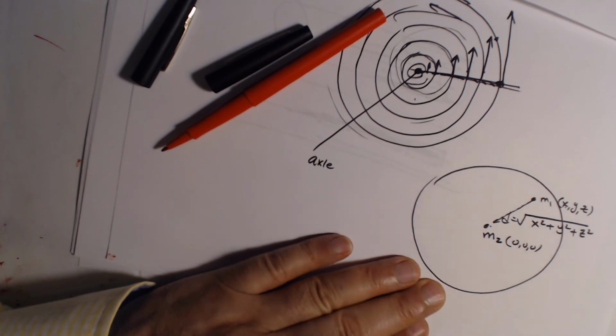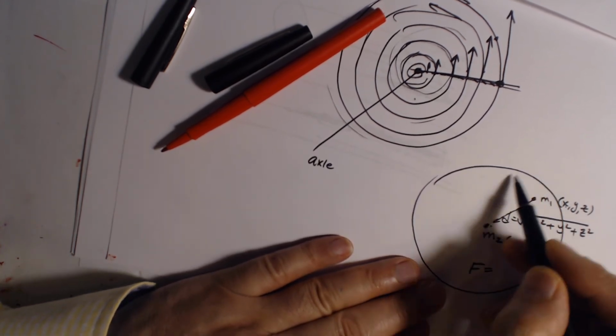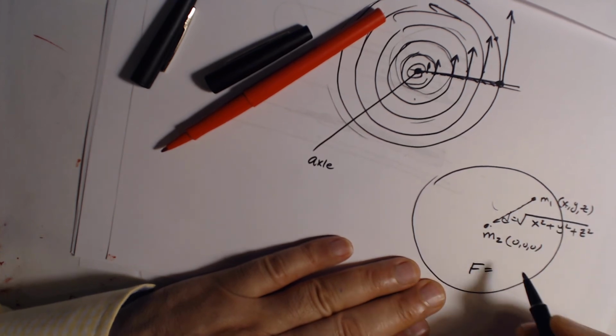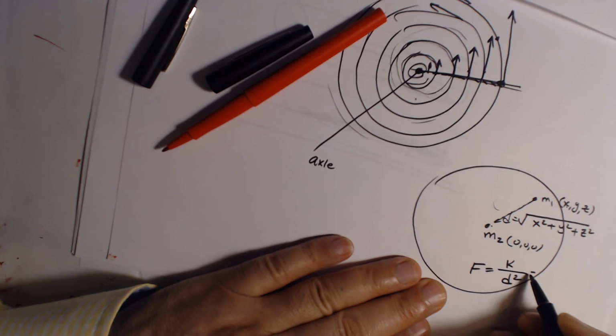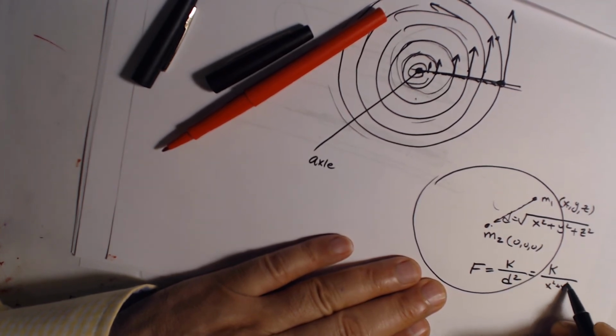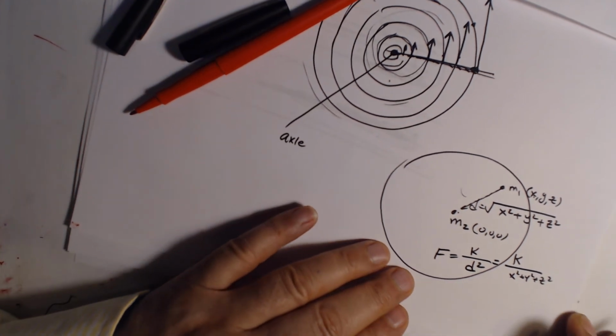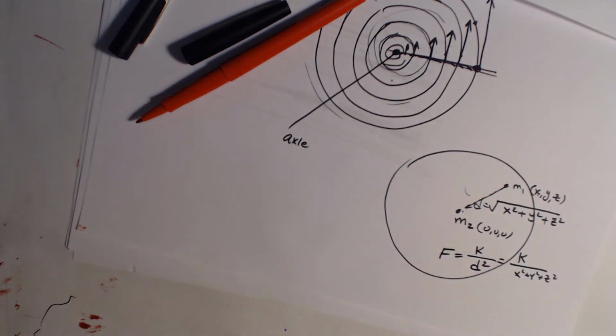Then you do know the force on the Earth with respect to the center is always inversely proportional to the square of the distance. Therefore, this is K over X squared plus Y squared plus Z squared. It means that as you get further and further away from the center of the Earth, you get lighter and lighter.